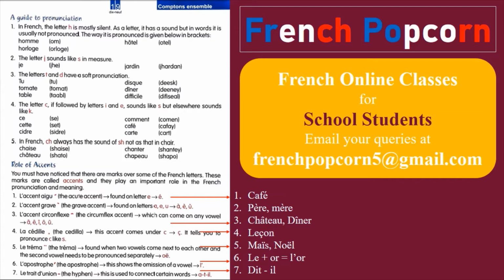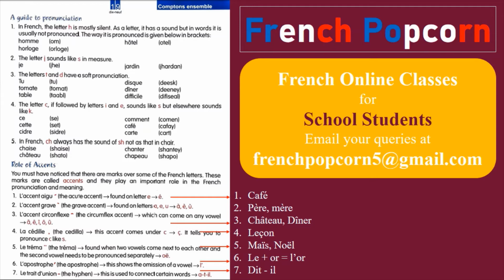Accent 6 is l'apostrophe. This shows the omission of a vowel. For example, le and or. So when we have two vowels together, we remove the first one and we put an apostrophe here. And then we pronounce the words together. So the sound will be la instead of le or. We will pronounce it like that.